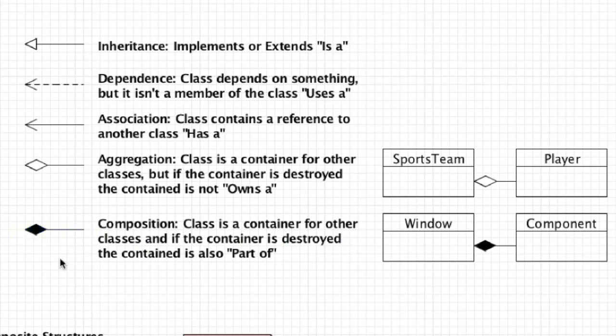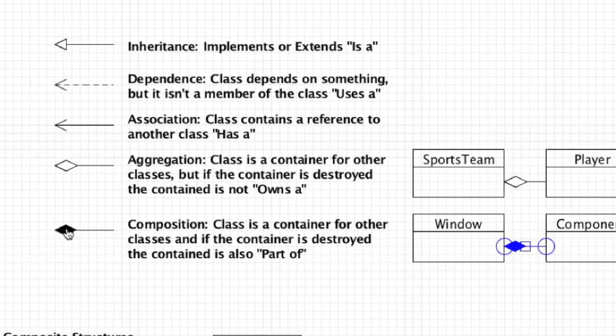A composition occurs when a class is a container for other classes, like here we have the window for your program. And if the container is destroyed, the contained object is also destroyed. If we have a component, like in this situation, that is inside of a window that makes up the whole of your program, if the window is destroyed, definitely the component inside the window would also be destroyed. And that is a composition relationship. So hopefully those examples help clear things up, because I've gotten some questions about it.